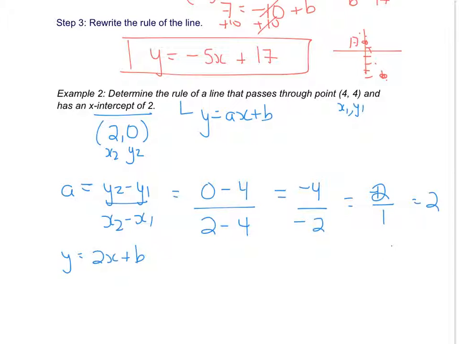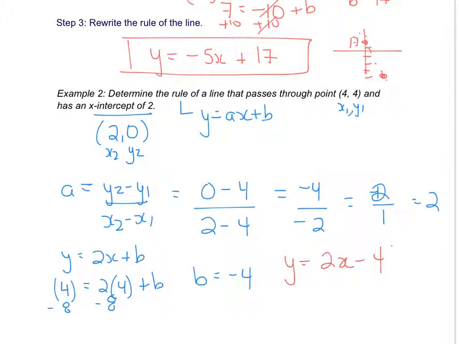I'm going to pick a point. I'm going to pick (4, 4). So I'm going to pick the first point. So 4 is equal to 2 times 4 plus b. Sorry, 2 times 4 is 8. So I'm going to subtract 8 from each side. So b is going to be equal to negative 4. So my entire rule is y is equal to 2x minus 4. And you can graph that. You have your slope and your y-intercept. And that is how we find the rule using 2 points.